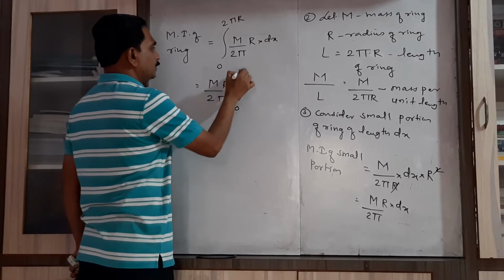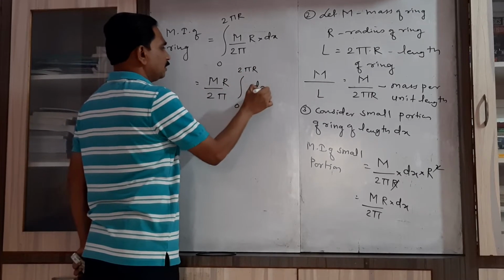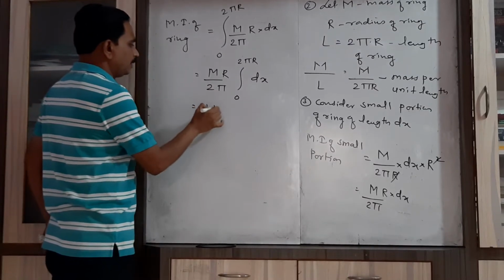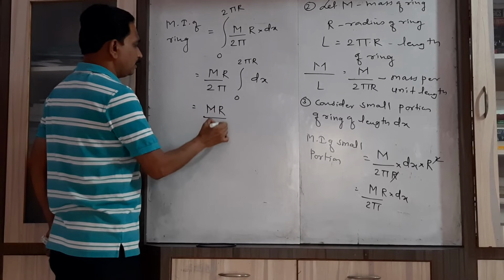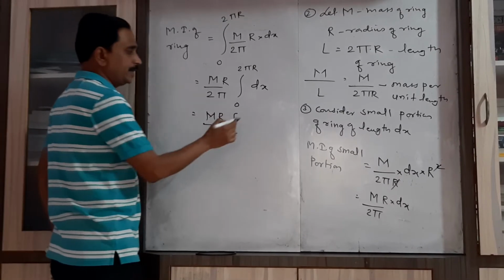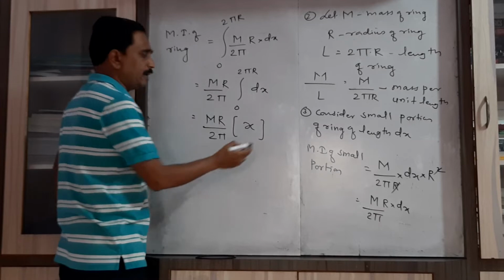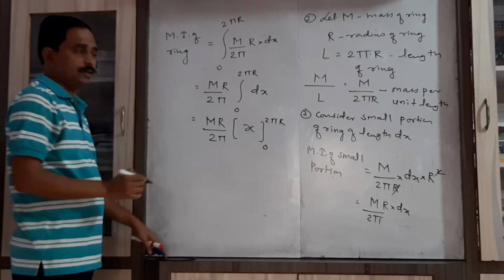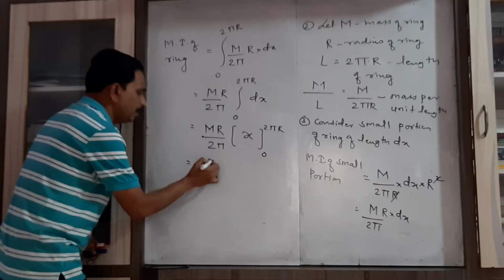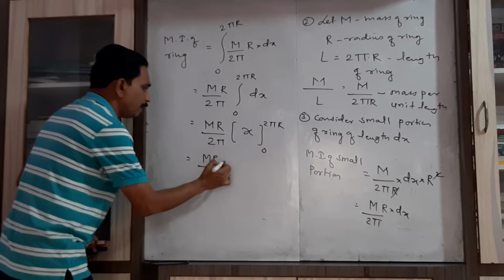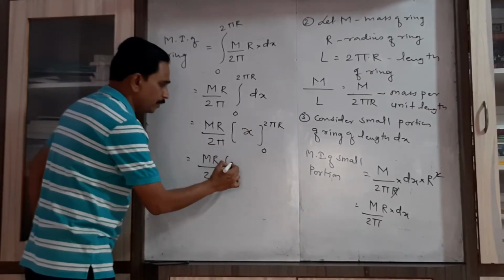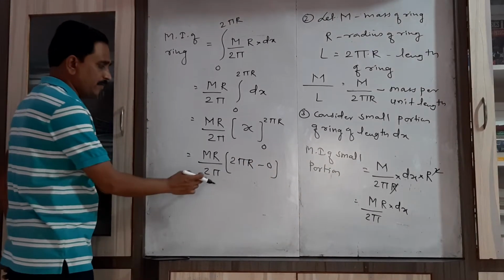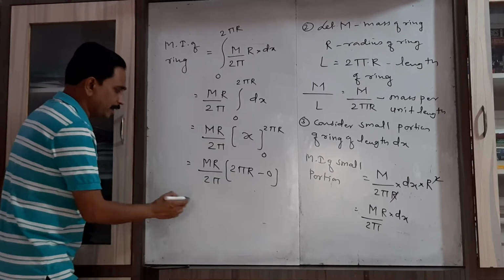You have to take integration of dx to the limit from 0 to 2 pi r. So that is equal to mr upon 2 pi. Integration of dx is simply x, and the limit is 0 to 2 pi r. Now if we put the limit, then we have mr upon 2 pi, upper limit minus lower limit, that is 2 pi r minus 0. Now if we simplify it, the 2 pi gets cancelled.